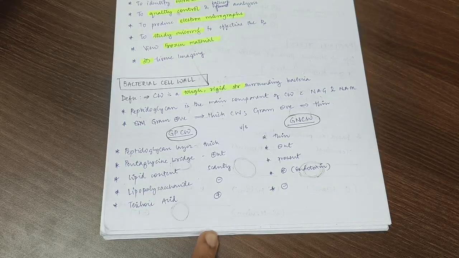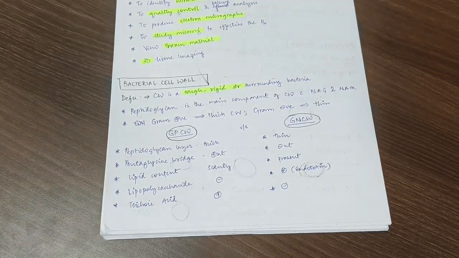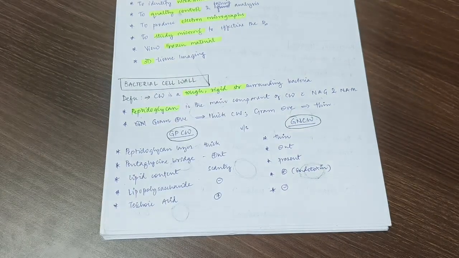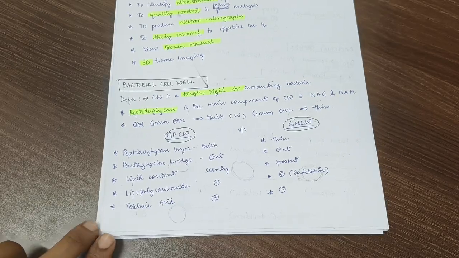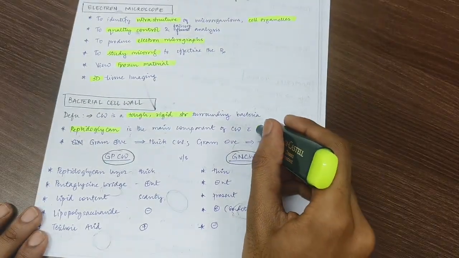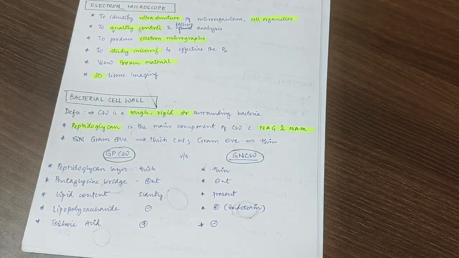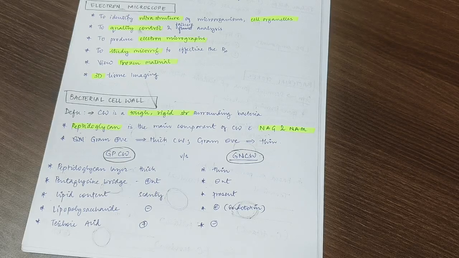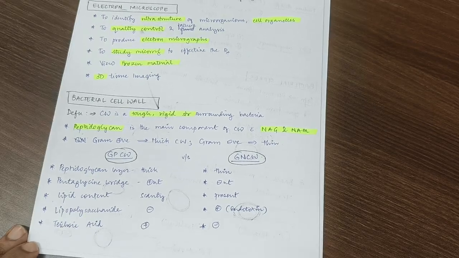Next, what is it mainly made up of? It is mainly made up of peptidoglycan, which is the main component. So what does this peptidoglycan contain? It contains some repeating residues called NAG and NAM. That is N-acetylglucosamine and N-acetylmuramic acid. These are the two things you need to remember.